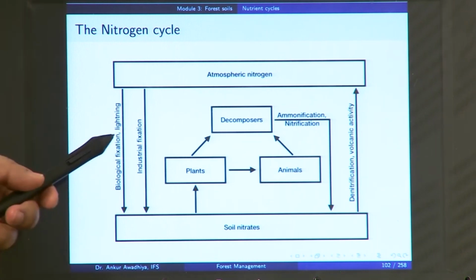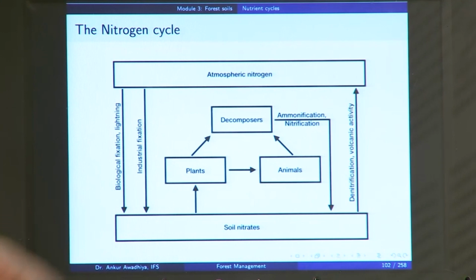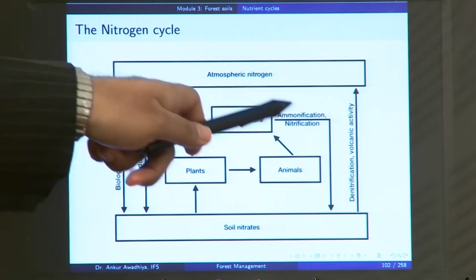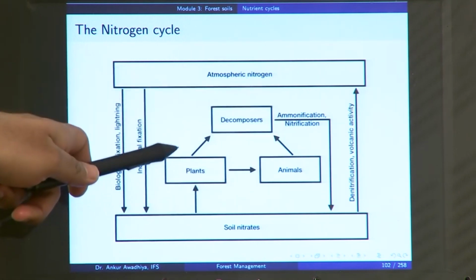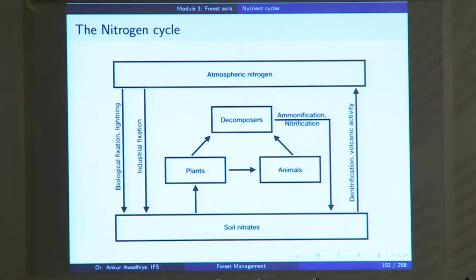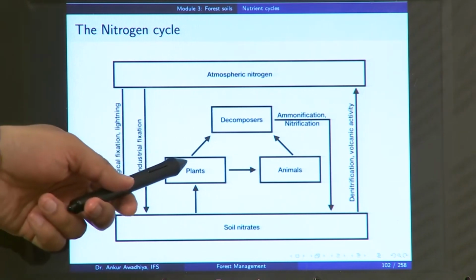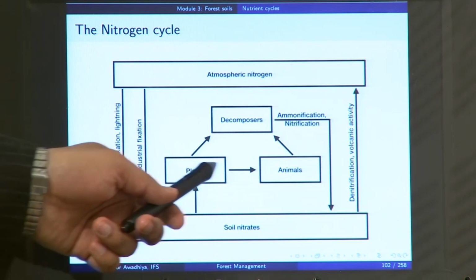Now, the plants also take up these soil nitrates. So, this was the non-living component, but if we talk about the living components, then plants take up these soil nitrates, and then they use them to form biomass. These nitrates will in turn be used to make, say, amino acids, which will make up proteins in the plants. And when these plants get eaten up, then this nitrogen will get into the bodies of the animals that are eating these plants.